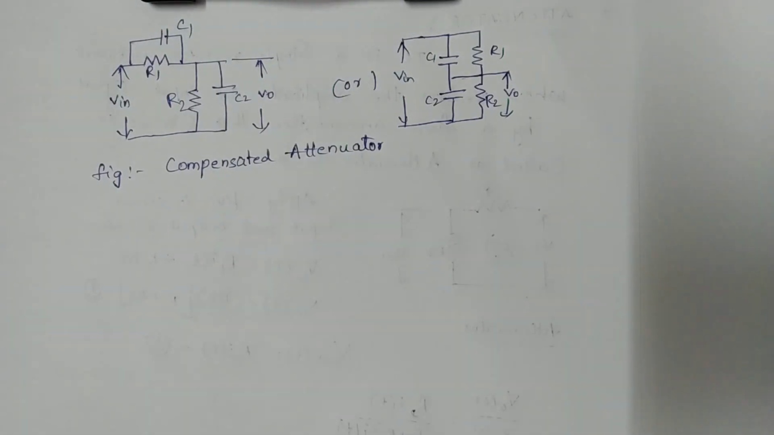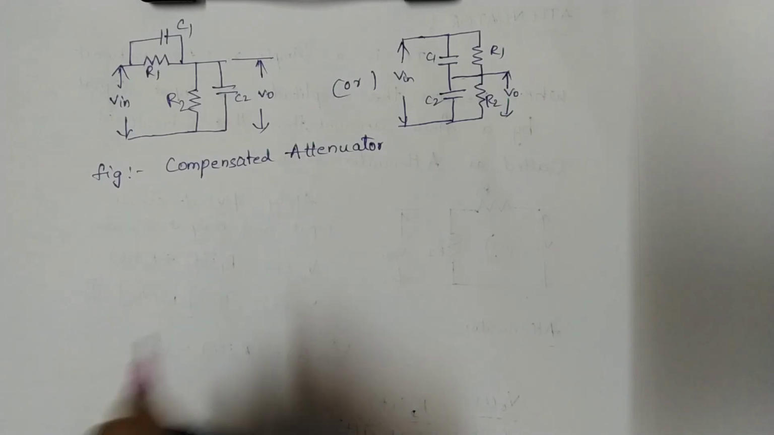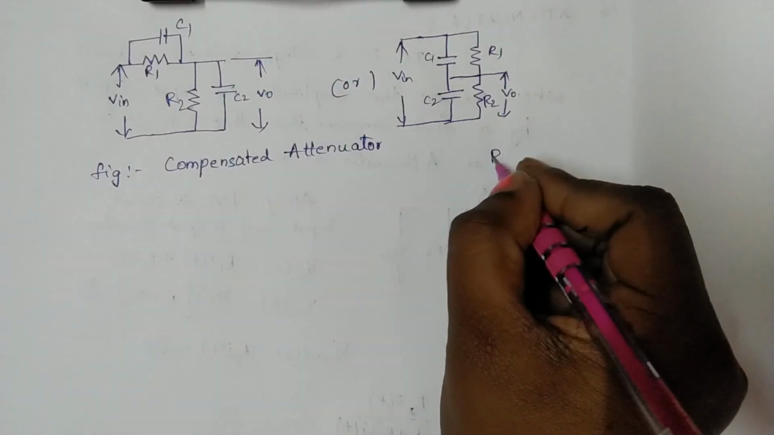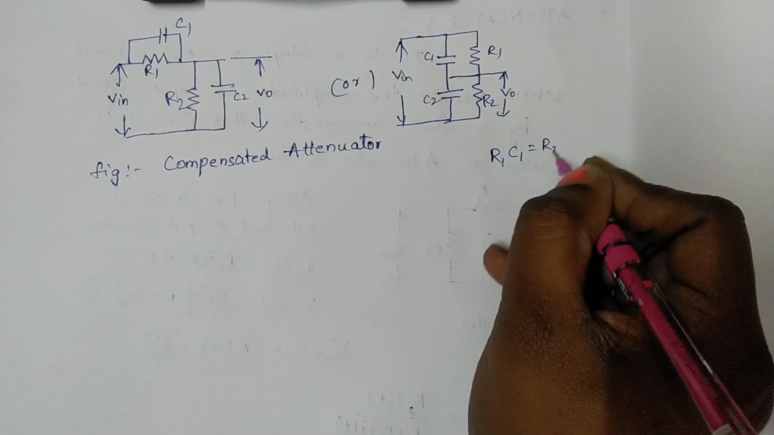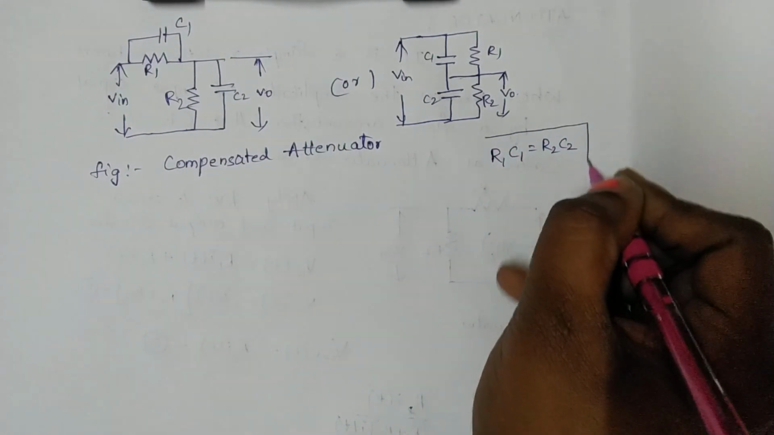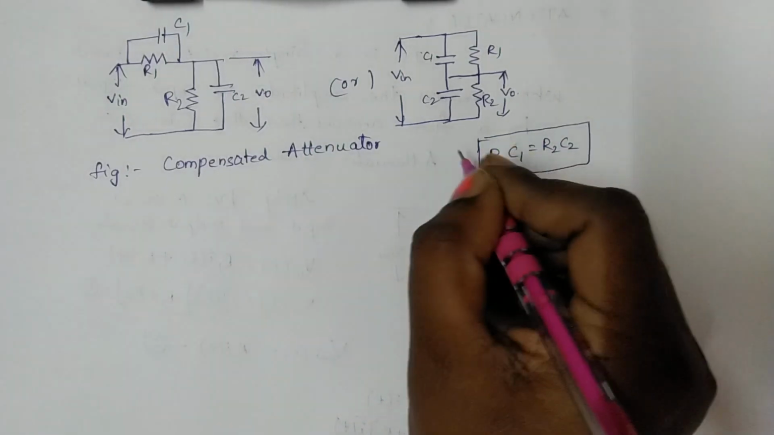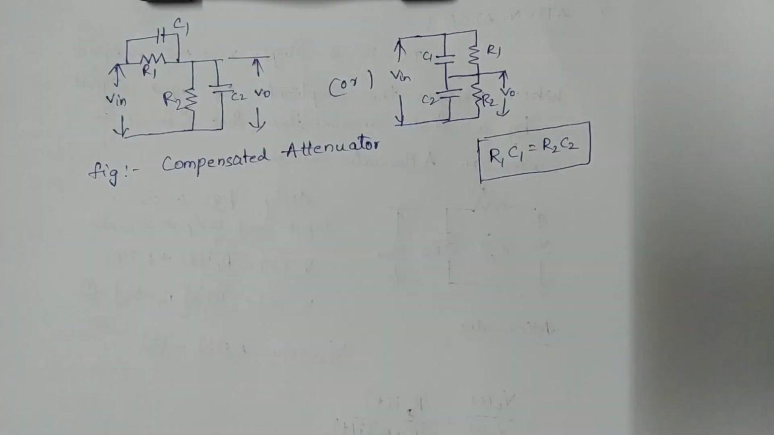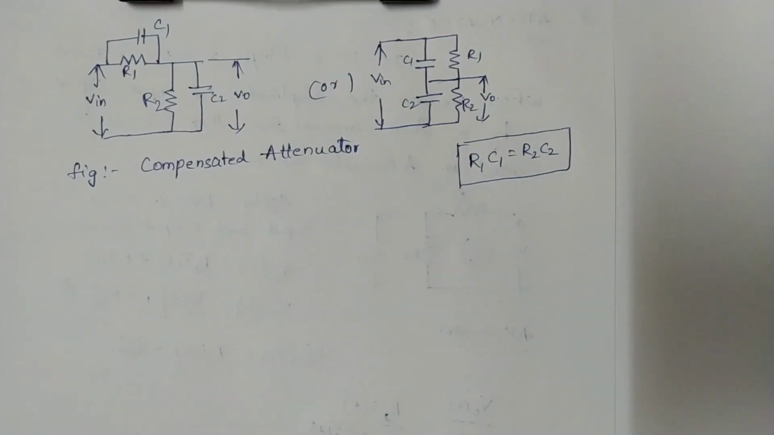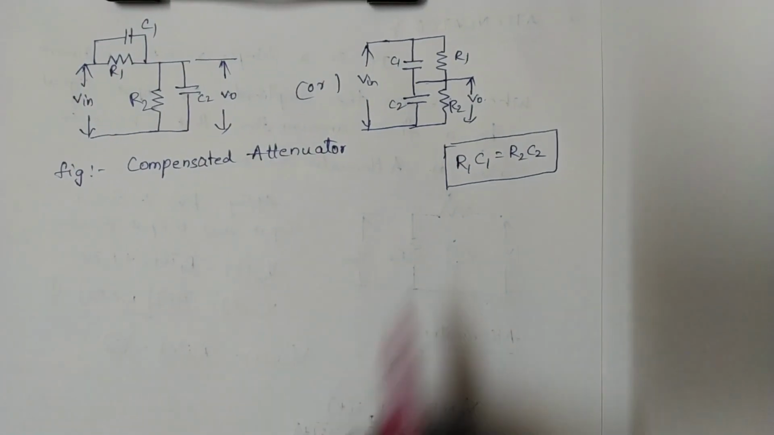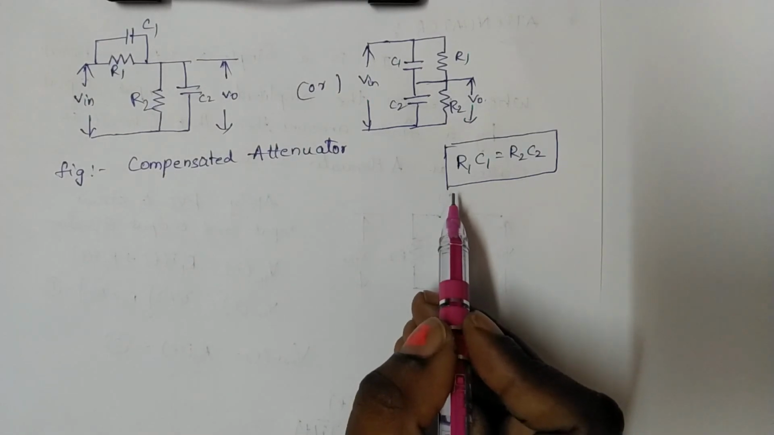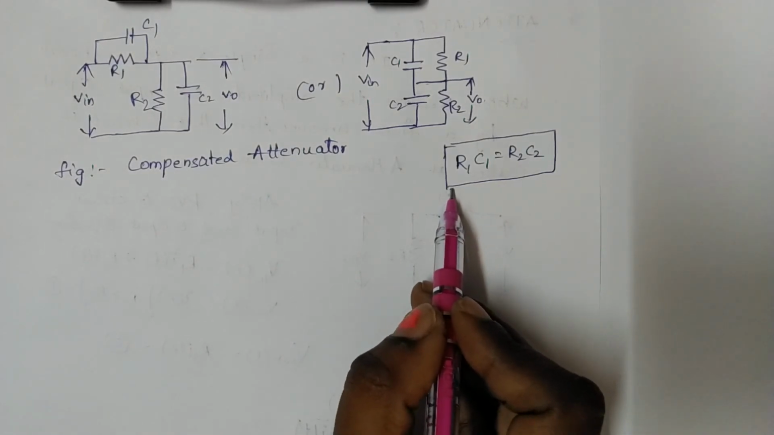Okay, now all of you understand. So what are the conditions for compensation? This is called a compensated attenuator. In order to neutralize, we have to have R1 C1 equal to R2 C2. This is the condition for the compensated attenuator. Now we have to prove this condition.